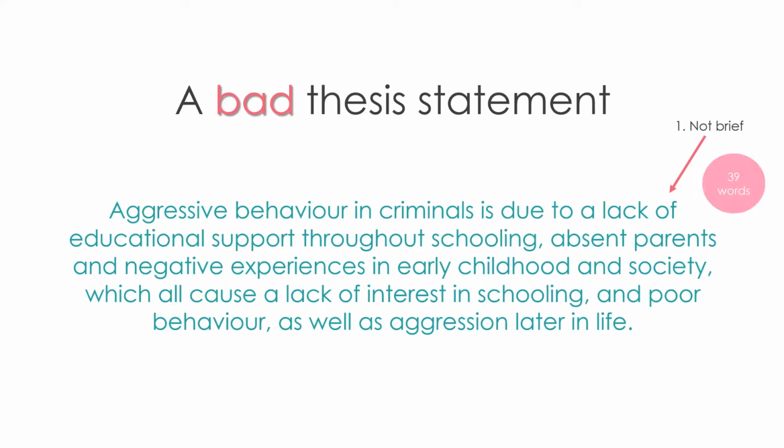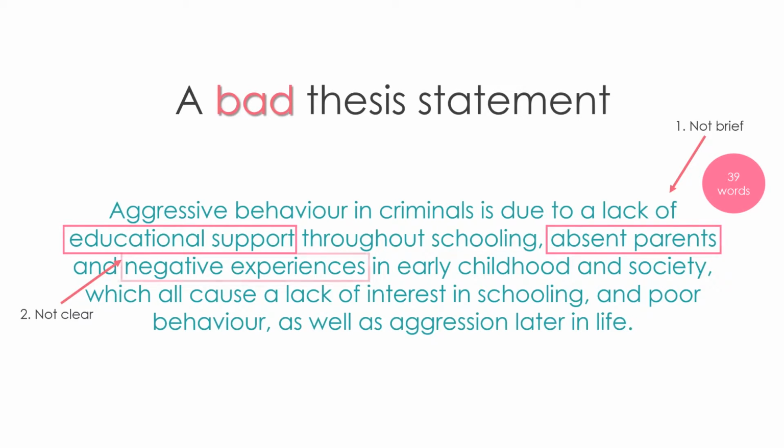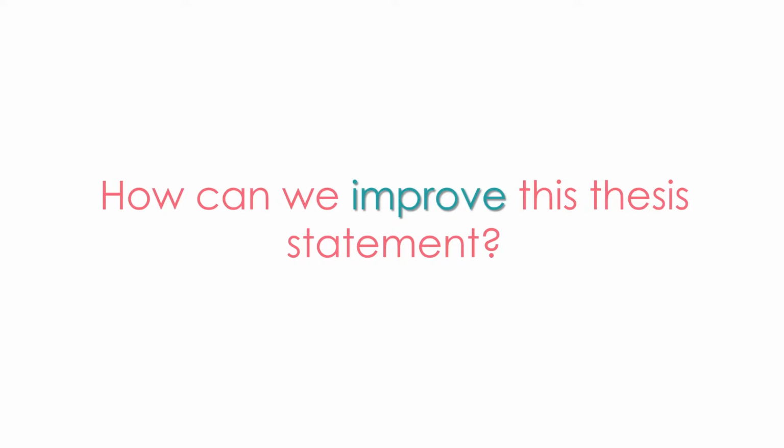It is also not clear. Even though it is grammatically correct to a point, it has far too many points. It has a lack of support, absent parents, negative experiences, so the reader is not sure which ones are the main ones, or what the writer is going to be focusing on. It is also not convincing, as the reader is unsure of the writer's central point. Is it a lack of educational support? Is it absent parents? Which one is it? So how can we improve this thesis statement?